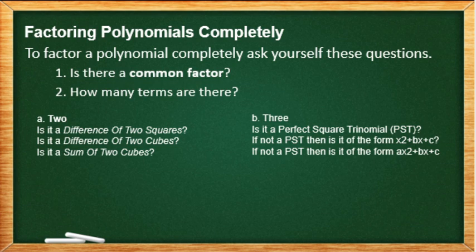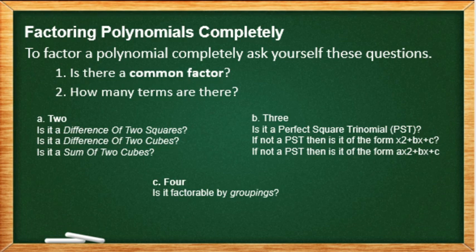Pag tatlo, is it a PST? Means, yung pattern natin, perfect square ng first term and last term, get the square root. The product of the square root of the first term and the last term, multiply by 2, equal dapat sa middle term, PST yon. Kapag hindi siya PST, it means general quadratic trinomial. And last, 4 terms, is it factorable by grouping?